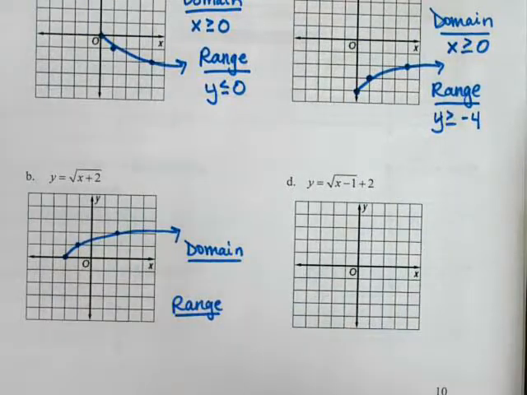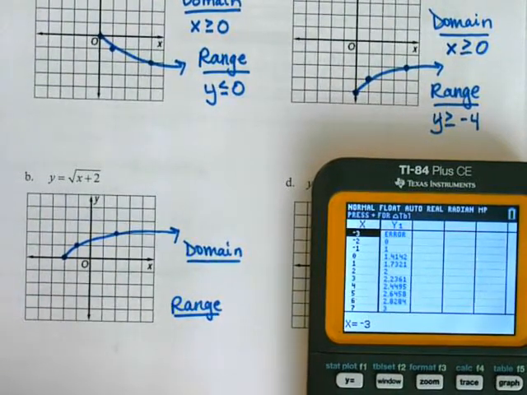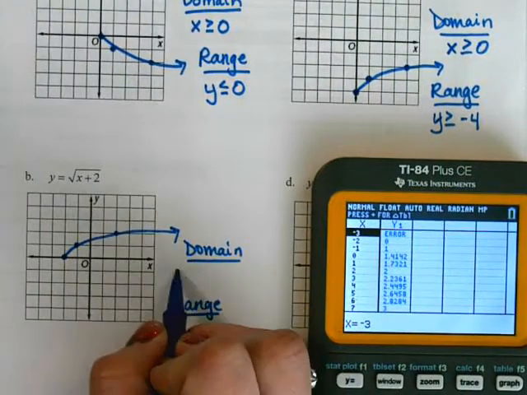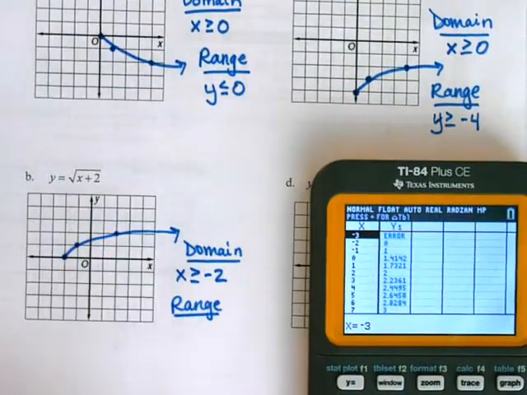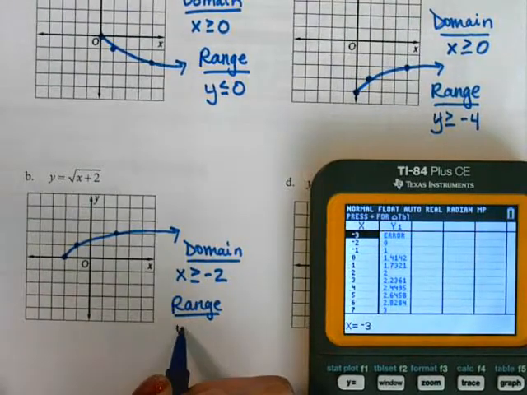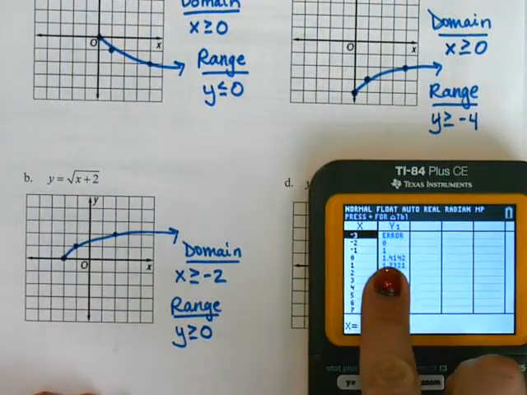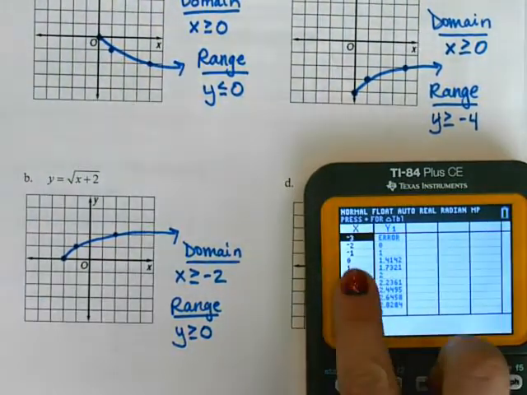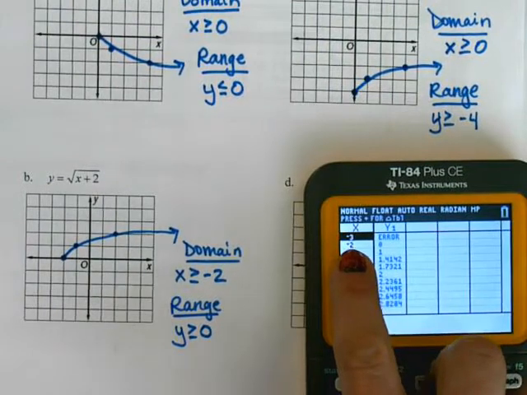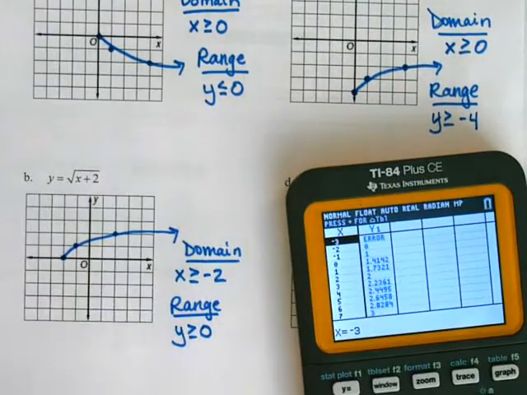Okay, domains. You're looking at your x's. Where does that guy start? X is greater than or equal to -2. Perfect. What about my ranges? Y is greater than or equal to 0. Again, you can look at your graph. You can also look at your table. -2 is where my table starts without getting errors. And 0 is where my table starts without getting errors as well.